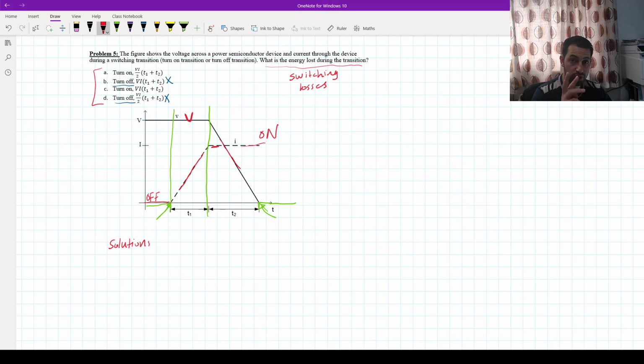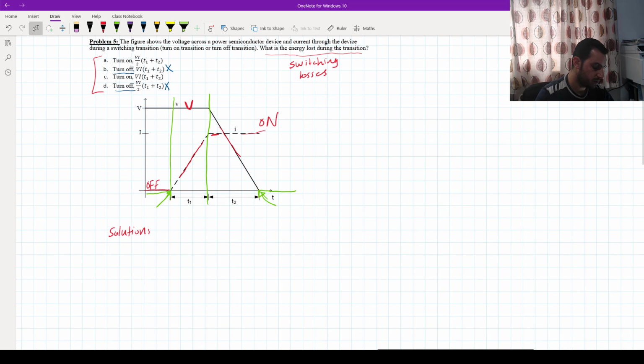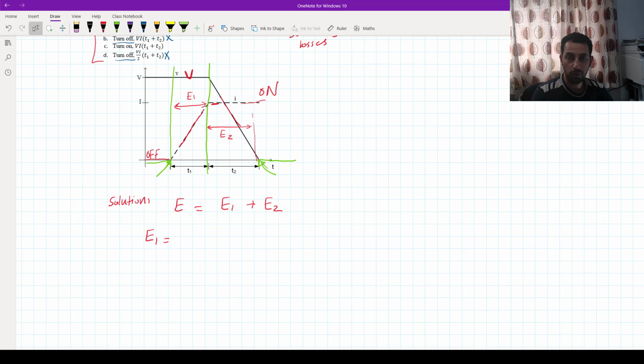We have energy lost in this duration, and I will call it energy 1, and we have energy lost during this duration, which is T2, and I will call it energy 2. Why? Because this makes the calculation easy. So the energy loss equals E1 plus E2. Let's now solve for E1. To calculate E1, we have to integrate over the period. What is the period? It's just T1, okay.